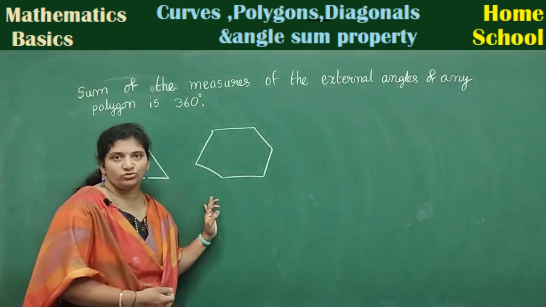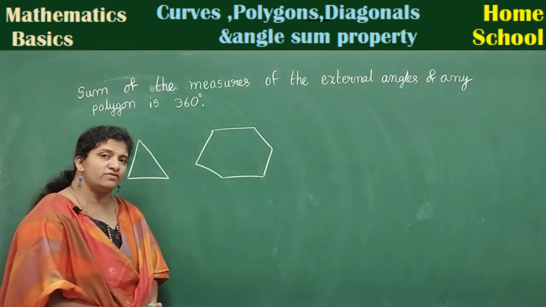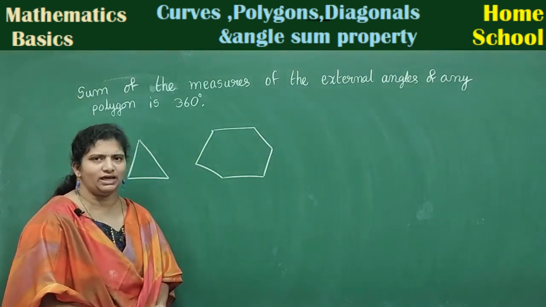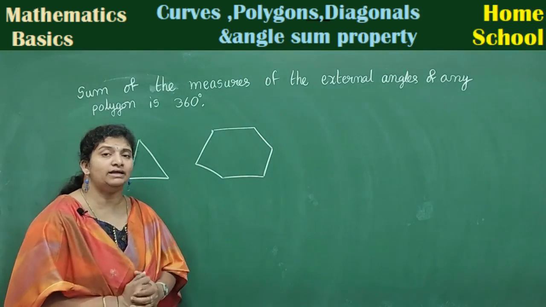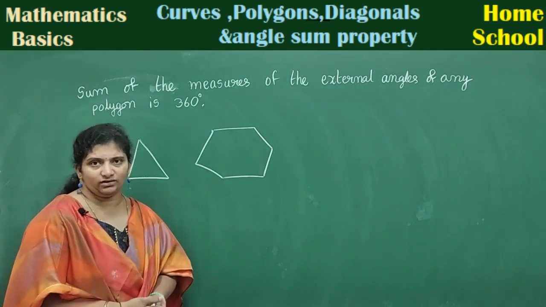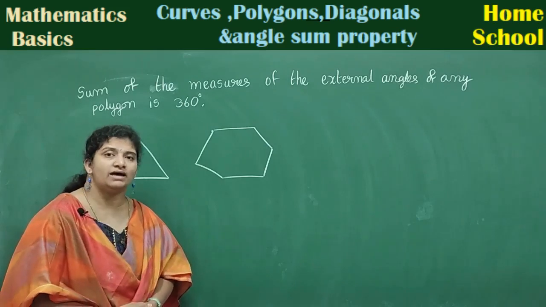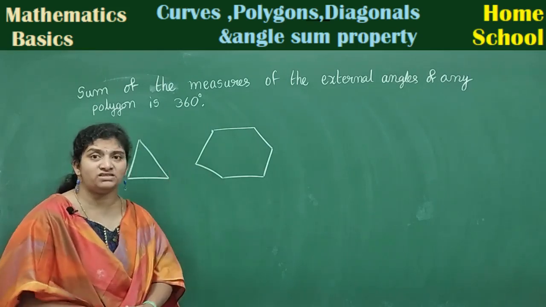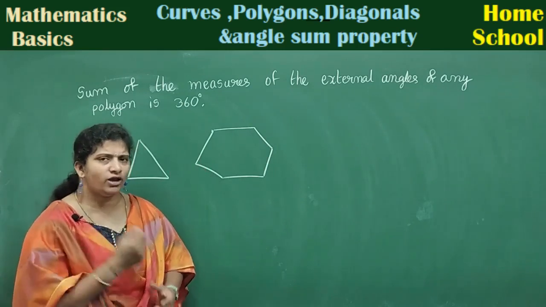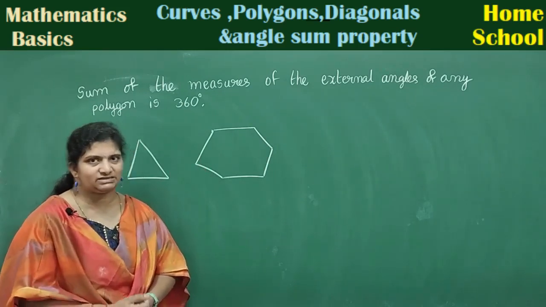Next point we need to remember. The sum of the measures of the exterior angles of any polygon, it may be any polygon, children. But the interior angle sum is different; it is not fixed. Whereas the exterior angle sum is fixed. How much is the exterior angle sum? For any polygon it will be 360 degrees.